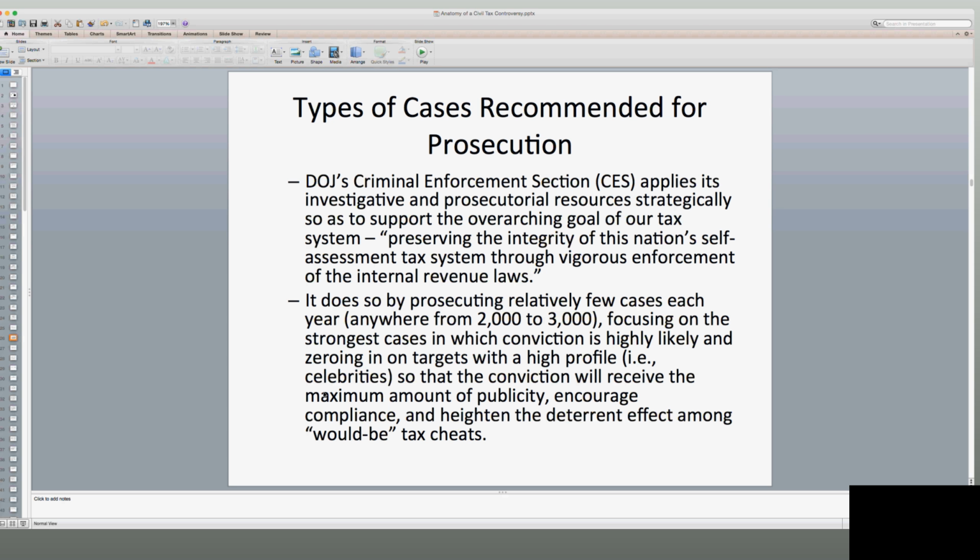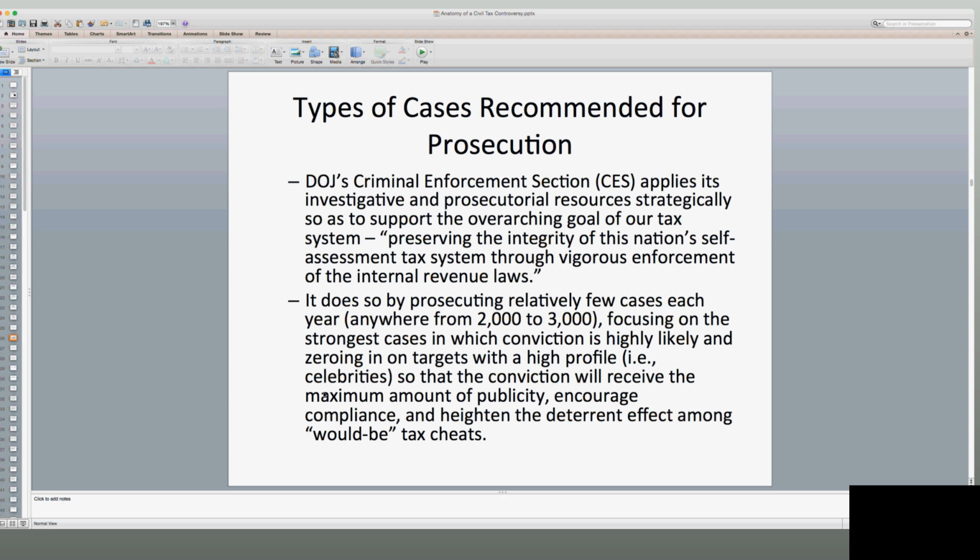So DOJ's criminal enforcement section applies its investigative and prosecutorial resources strategically, and that supports the overarching goal of the tax system. And this comes right out of the book: preserving the integrity of this nation's self-assessment tax system through vigorous enforcement of the Internal Revenue laws. How does it do that? Well, it does that by prosecuting few cases each year.